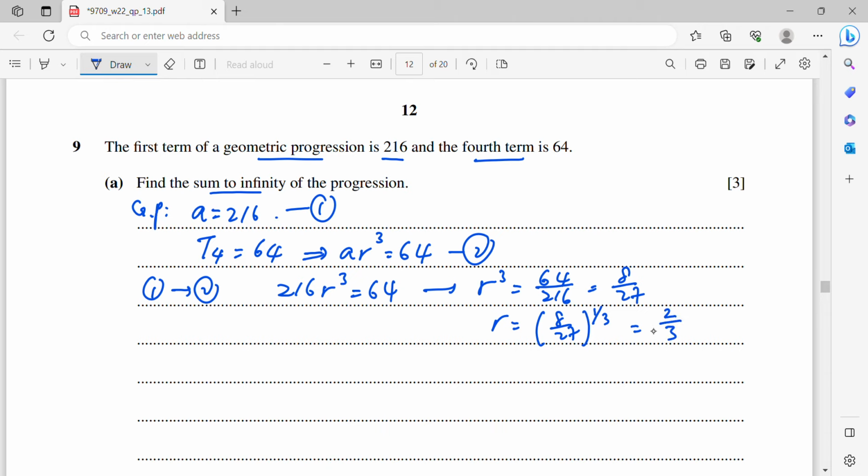So with the A and with the R, we can find the sum to infinity. So now the sum to infinity, S infinity, is A over 1 minus R, which is 216 over 1 minus 2 over 3. So I will get 216 divided by 1 over 3. Alright, so at last you will be getting 648. So that's the sum to infinity of the geometric progression.